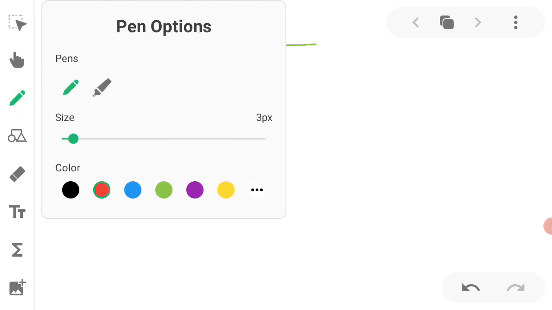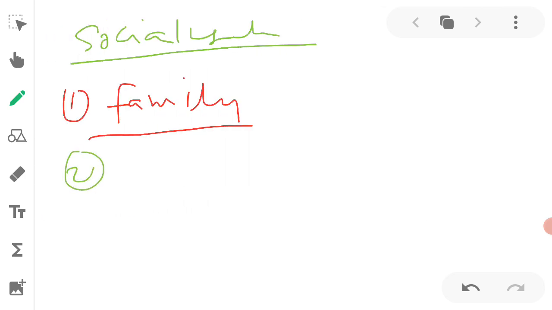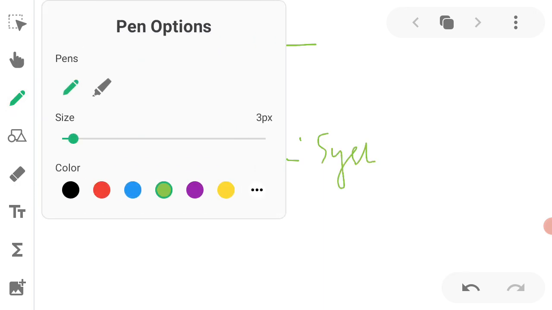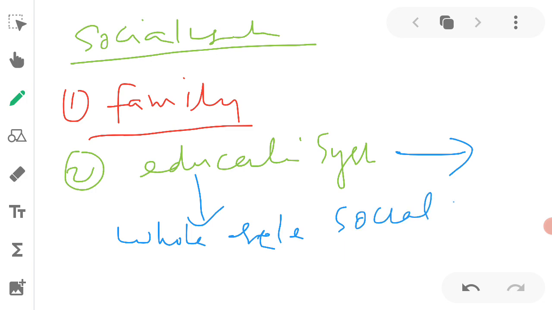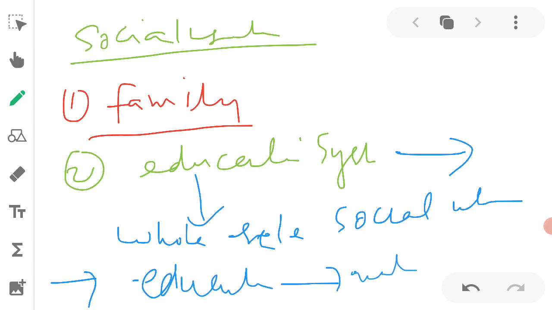Number two, education system. And by that I don't mean just the schools and universities or institutions, but I also mean a whole set of social interactions with our relatives, with our friends, with our enemies, with our buddies, with our opponents. This educates us and makes us who we are.